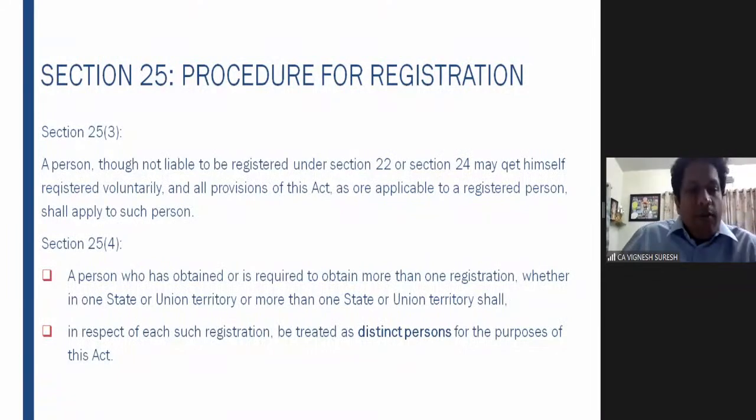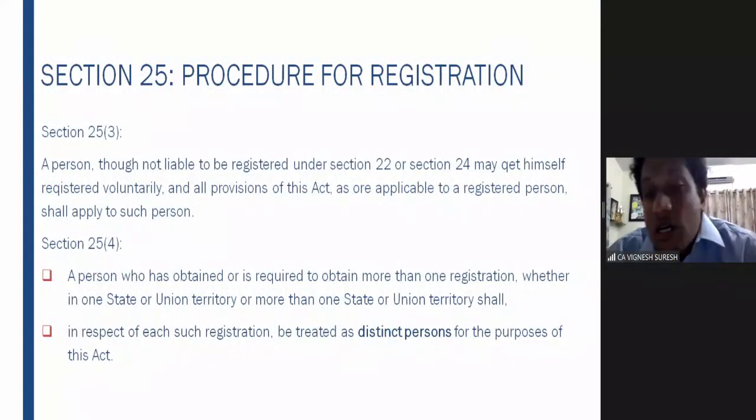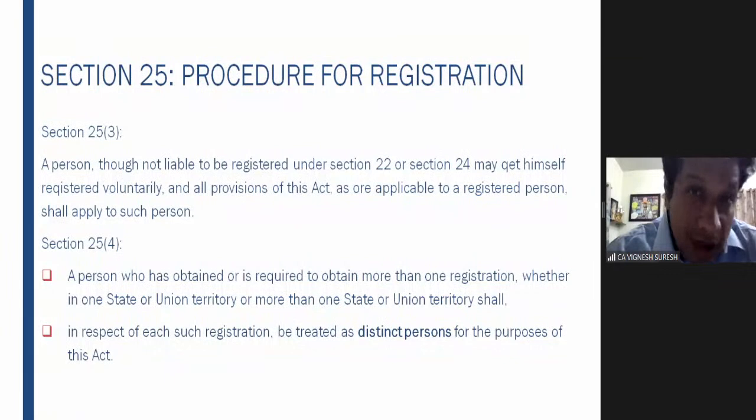Now we move on to 25 subsection 4. This is a very, very interesting section. A concept of distinct person is mentioned here. This distinct person is also covered in various other sections. In concept of supply also, this is referred to. In concept of value of supply also, this is referred to. So therefore, this 25 subsection 4 is very, very interesting. Let us see what exactly it says.